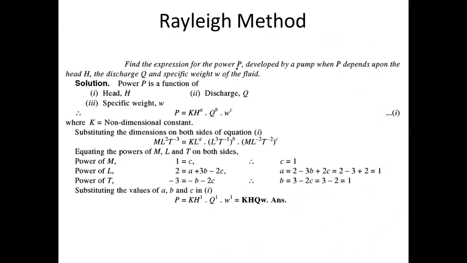See, the expression of power developed by a pump, when P depends upon H and Q. Power is the dependent variable. Power P is the dependent variable. It is depending upon what parameters? Head, discharge, and specific weight. Correct. So there are three parameters here. So P is a function of, I can say, H, Q, and specific weight. Right? But I don't know what the relation is, whether they should be multiplied or divided. I will calculate that using Rayleigh's method.